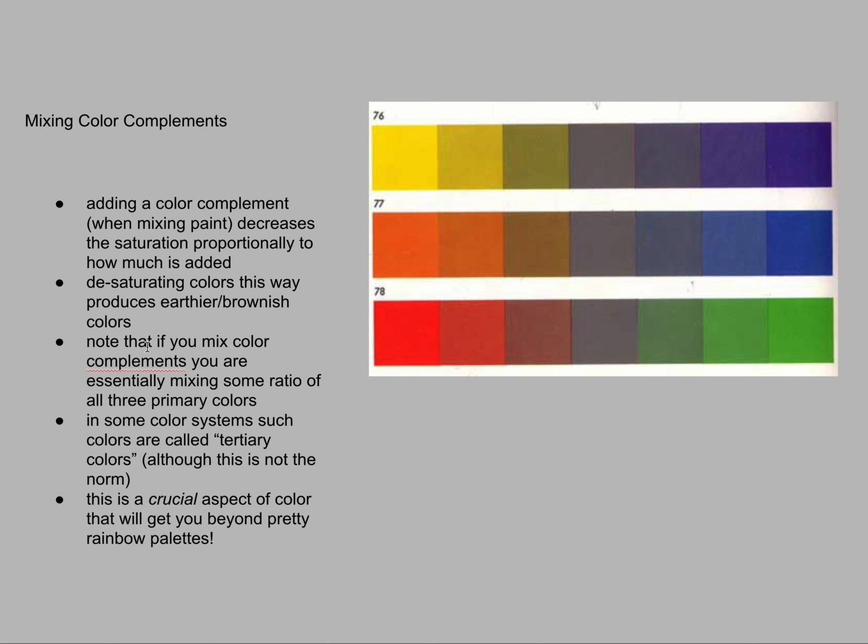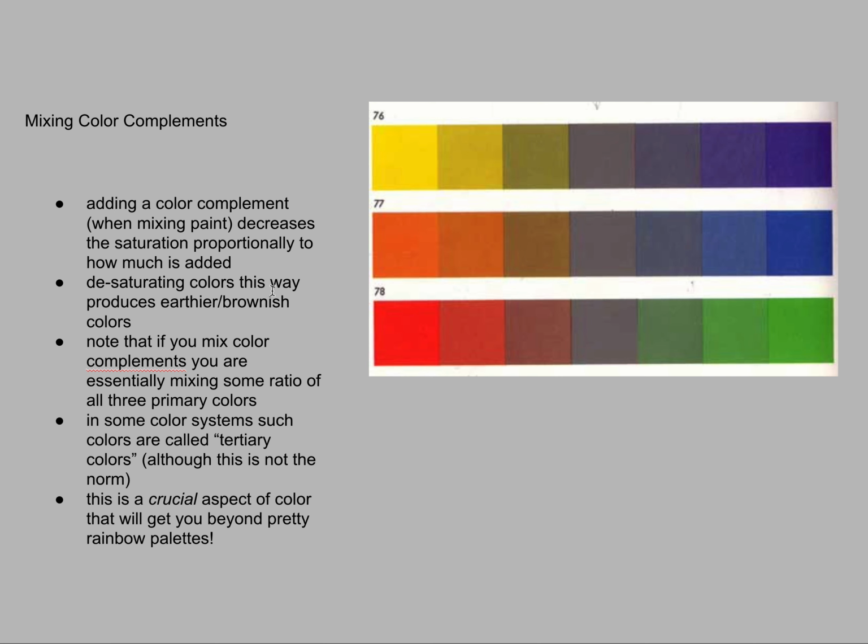Another important part of color complements is that if you were to mix them, again, in a painting system, if you add color complements, they decrease the saturation proportionally to how much is added. So if we look at this red here, this pure primary red, if you add a little bit of green to it, you get this red. This red is still red, but it's less red than this. It's less saturated. Desaturating colors this way produces earthier or brownish colors, although this particular illustration makes it look a little more gray. But if you actually mix them, you get more of this earthy brownish range of colors.